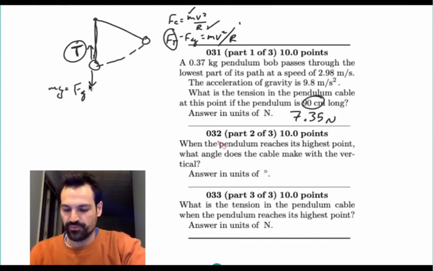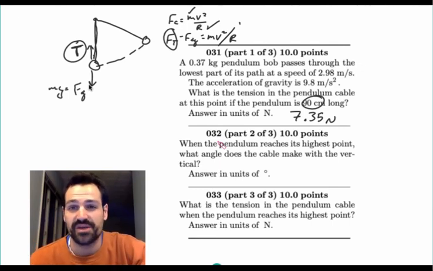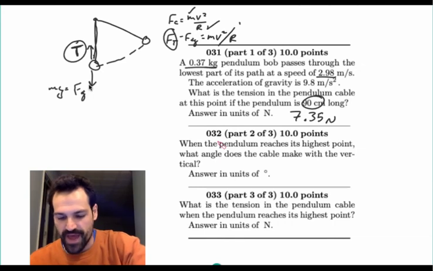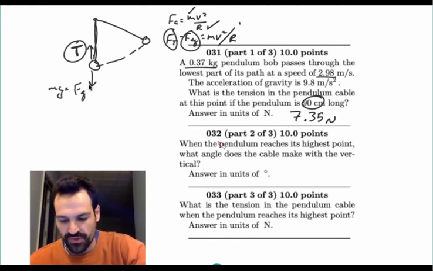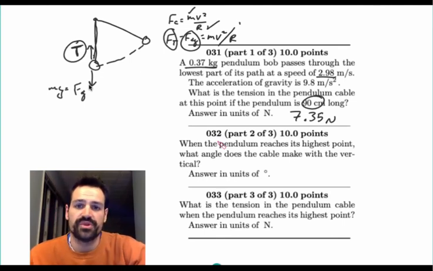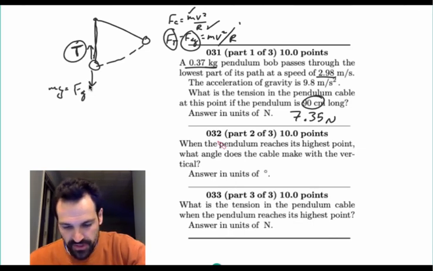One thing I want you to realize is the radius is 0.9 meters. You got to make sure you convert your centimeters to meters. We know the velocity was 2.98. We know the mass, and Fg is mass times gravity, so 0.37 times 10. So when the pendulum reaches its highest point, what angle does it make with the vertical? So we need to figure out this angle up in here.